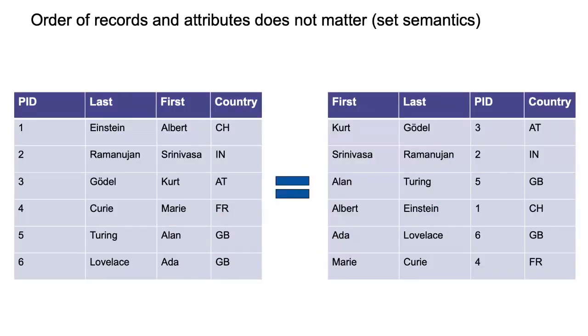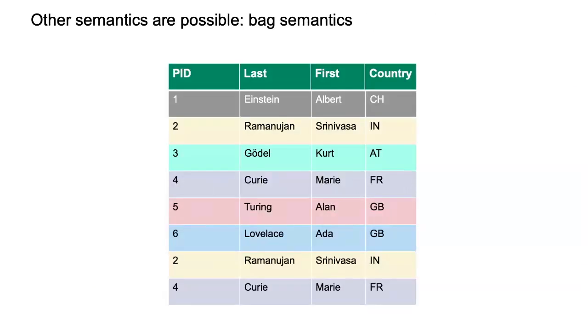Now, I put this set semantics in the parentheses over there, right? I said some people would like this to be the same. But there are also other flavors of the relational model with other semantics called the bag semantics, for example, in which you do want to allow for the repetition of the same records. For example, here we have Srinivasa Ramanujan who appears twice and Marie Curie who appears twice, right? So in the bag semantics, we also allow that. We also allow that records can happen multiple times, even though the order still doesn't matter, right? So this is called the bag semantics.